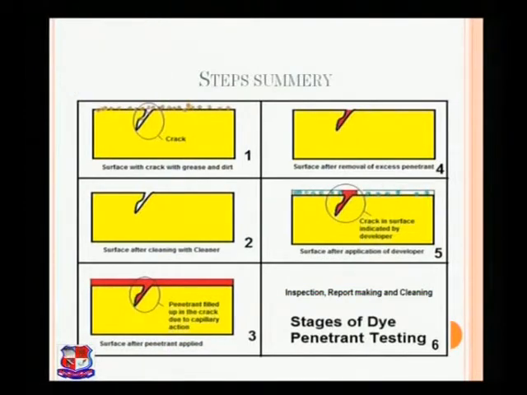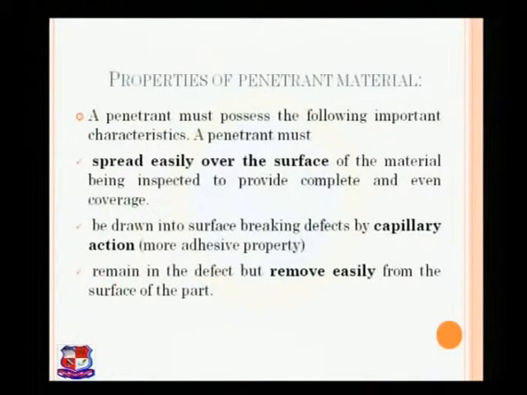Now in the fifth step, we are going to put a developer material or developing material, which is going to give us an indication. As we spread it over the surface, it will give us an indication of the presence of that crack there. And then the sixth step is inspection, report making and cleaning the surface totally. These are the 6 steps we can identify in the process of the dye or fluorescent liquid penetrant test.